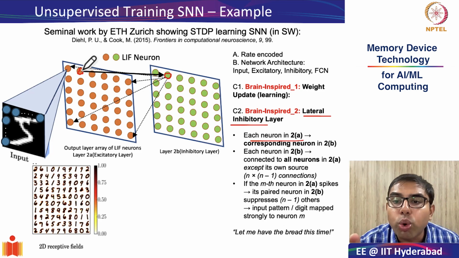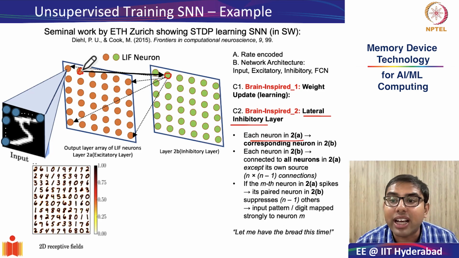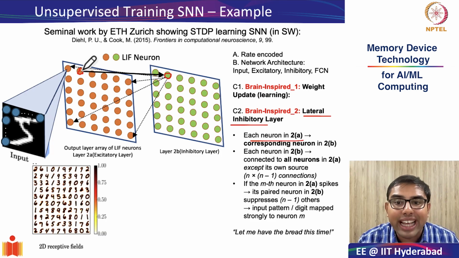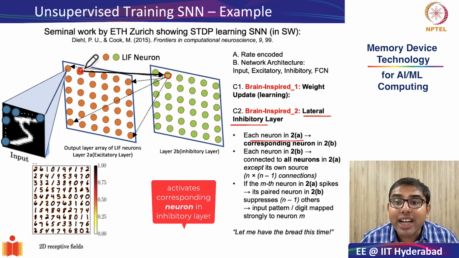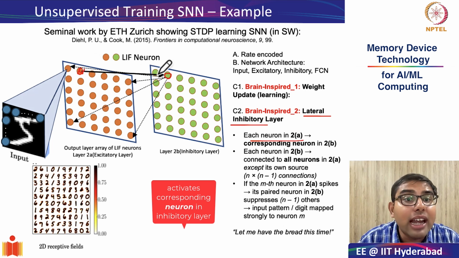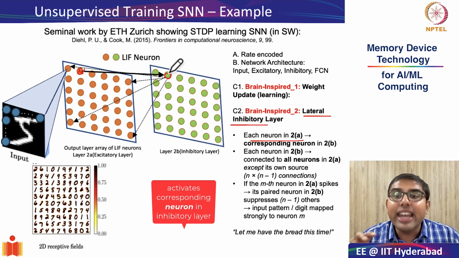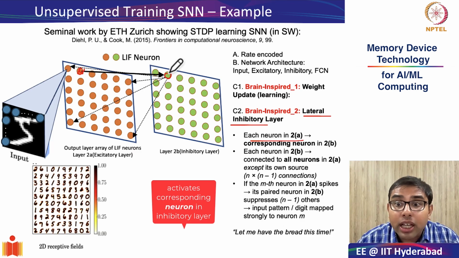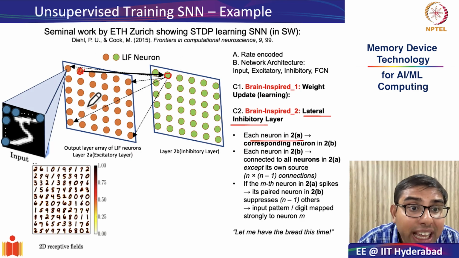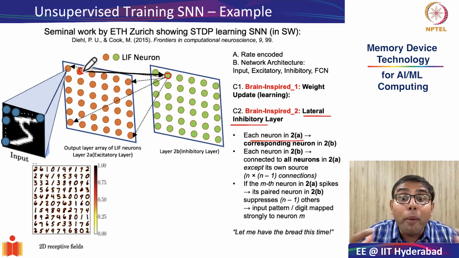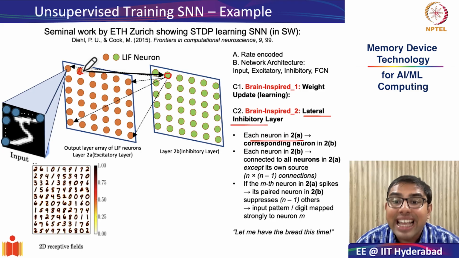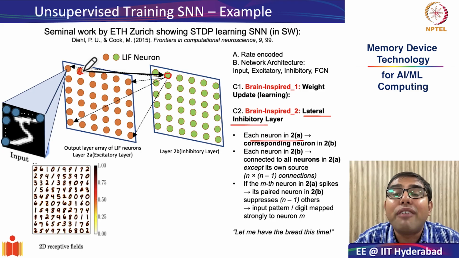That means for n neurons, you have n into n minus 1 connections of these lateral inhibitory connections. What this achieves is essentially competition. When one excitatory neuron, let's say this particular neuron, fires, it activates its corresponding inhibitory layer in layer 2B. And that inhibitory neuron then suppresses all the other excitatory neurons in layer 2A, allowing only that corresponding neuron to dominate for that input. In other words, it is like the network saying, let me have the bread this time.